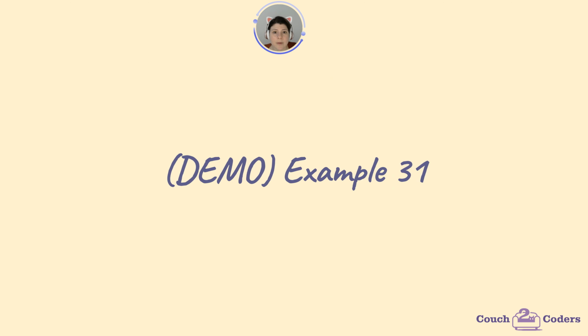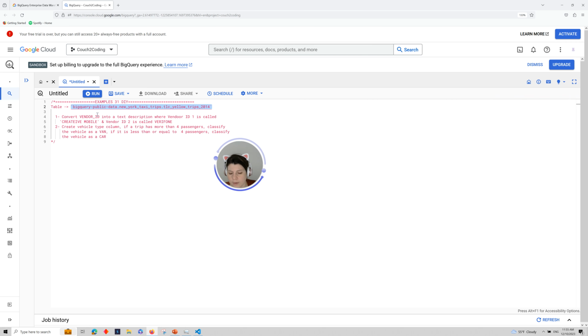So with that, let's open up our BigQuery console and get some reps under our belt practicing if-then and case when. Okay, so here we are with our taxi cab data. Our first task, we want to convert vendor ID into a text description, where vendor ID 1 is called Creative Mobile and vendor ID 2 is called Verifone.